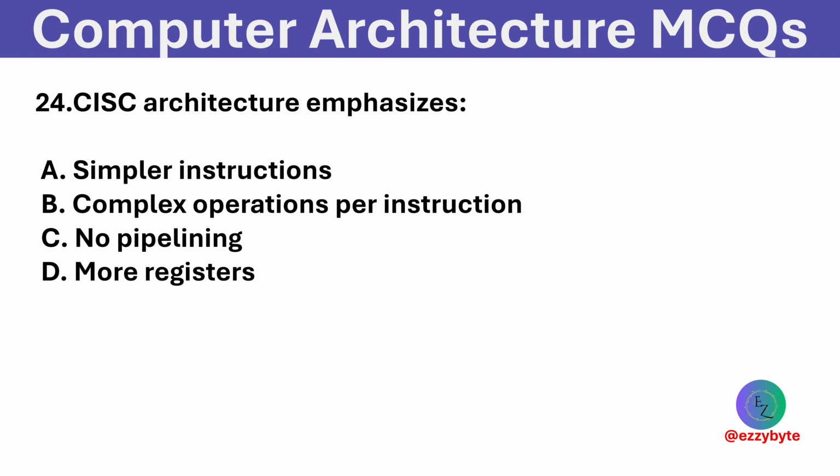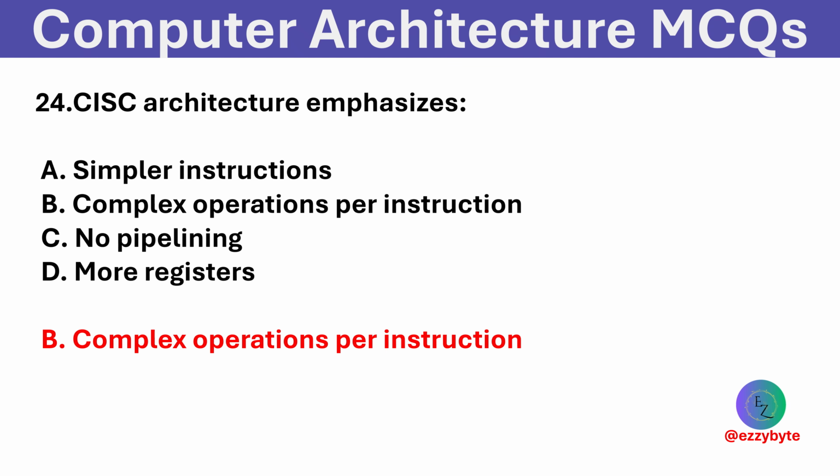CISC architecture emphasizes. Options are simpler instruction, complex operation per instruction, no pipelining, and more registers. Option B is correct. CISC instructions can perform multiple operations, sometimes in a single instruction.